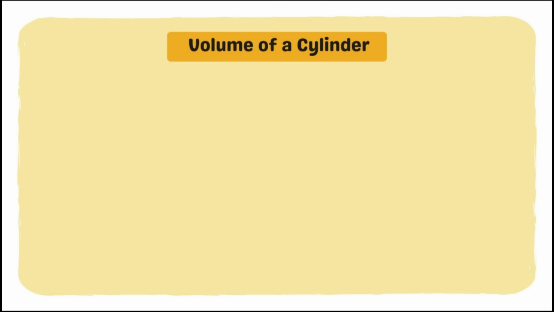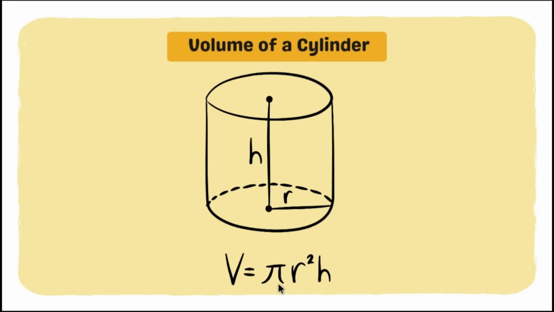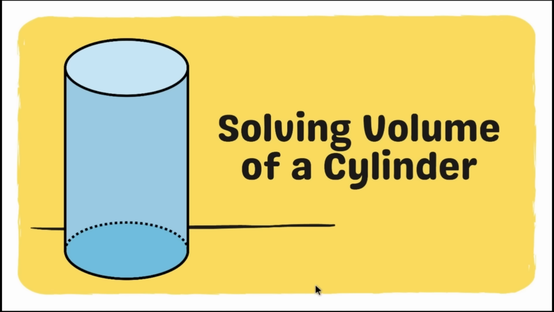Alright, so using those derivation, we come up with the formula of a cylinder. Okay, the volume of a cylinder, which is volume is equal to pi times r squared times height. Now this time, let us use this formula to solve some problems.